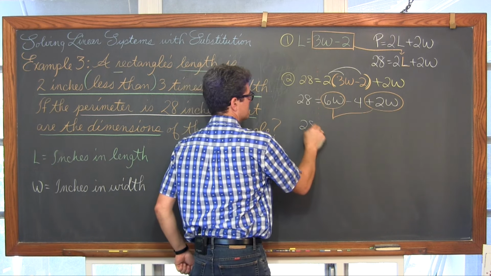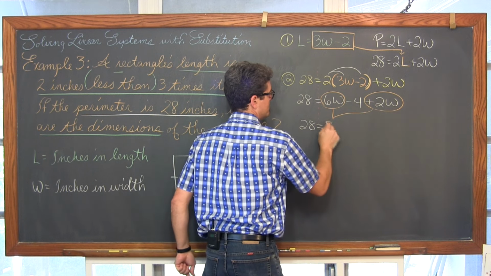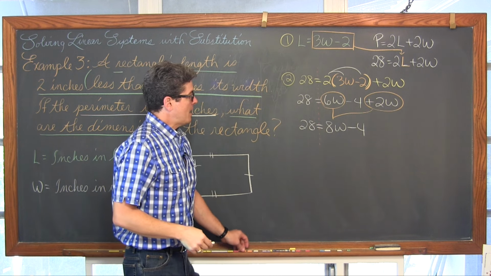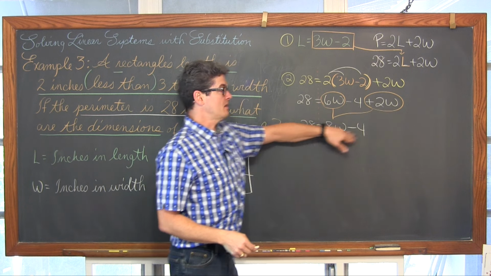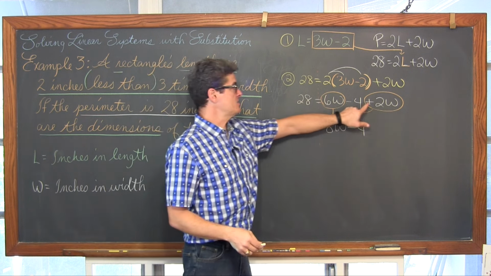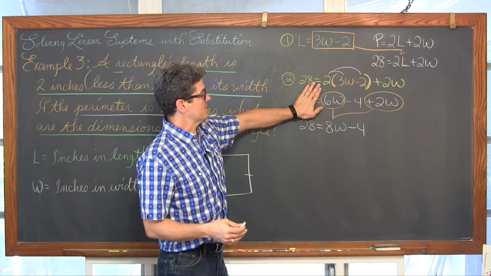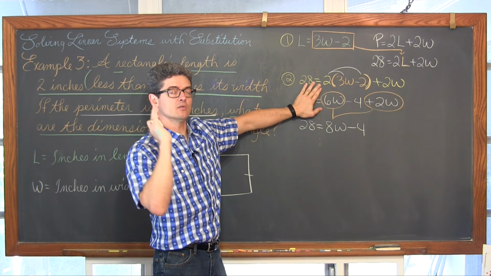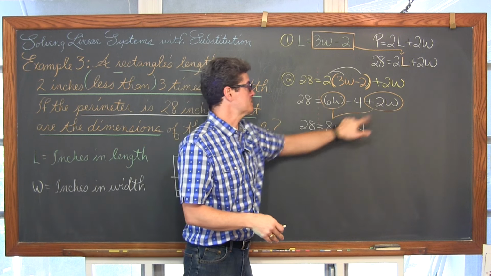We're going to add those like terms and have 28 is equal to 6W and 2W, which is 8W minus 4. I'm not trying to move the 2W from the right-hand side of the equation to the left, so I'm not changing this plus 2W to a minus 2W. The 6W and the 2W are already on the same side. You're just going to combine them using whatever signs are there. Again, 6 plus 2 is 8.